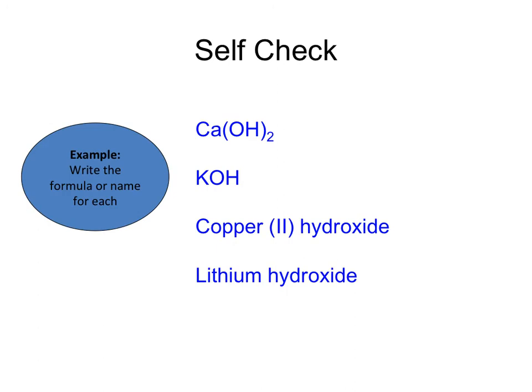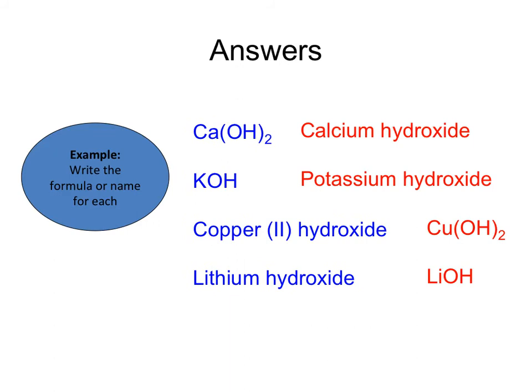I want you to take a few moments to do the self-check here. Notice that for the first two, the formula is given to you and you need to write the name, and for the latter two, the name's been given to you, so you need to write the formula. So the first two are bases, and that's because I see the OH and a metal sitting in front. So I'm going to go ahead and just cut those right before the OH, and I'll name the metal. In the first case, I've got calcium, and of course OH is hydroxide. In the second example, I have potassium, and of course OH is hydroxide. In the latter two examples, you've been given the name.